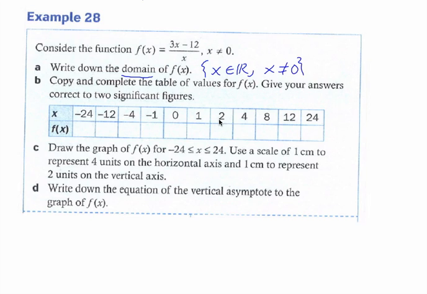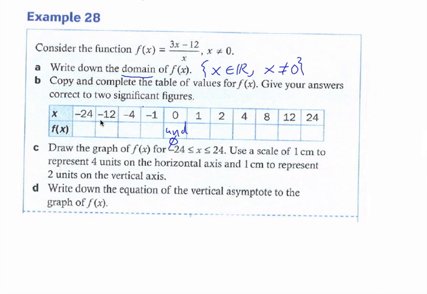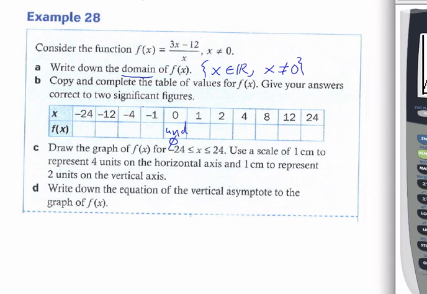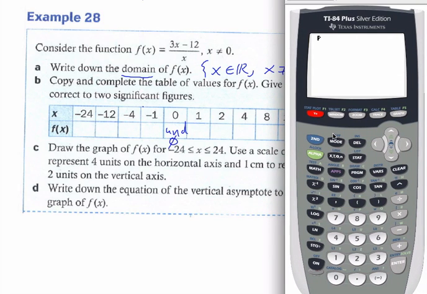And we're going to copy and complete the table of values for f of x. Give your answers correct to two significant figures. So we can type in each one individually here. I can't type in a value for this one because it's actually undefined right here. So there is no value for f of x here. I could say undefined, maybe UND, or you can use this symbol here, which also means undefined, but it kind of looks like a 0, so I'm not going to use that one. We're going to type that into our calculator and use the table feature of the calculator in order to fill out the table.